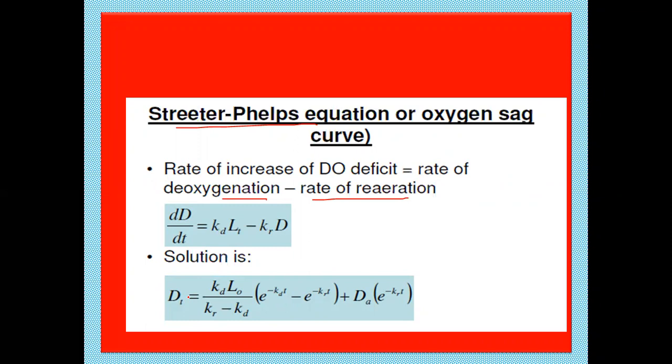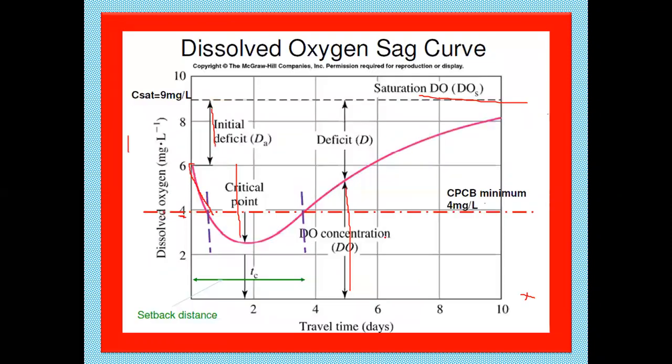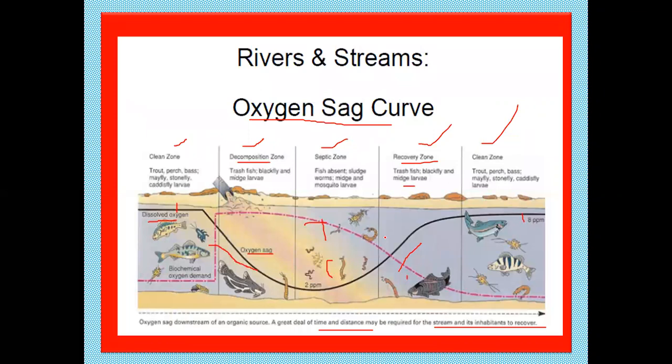So D_t = (K_D L_0 / (K_R - K_D)) (e^(-K_D t) - e^(-K_R t)) + D_A e^(-K_R t). So this is only the formula. I didn't describe any derivation here. Only the formula has been shown for you based upon the oxygen sag curve.